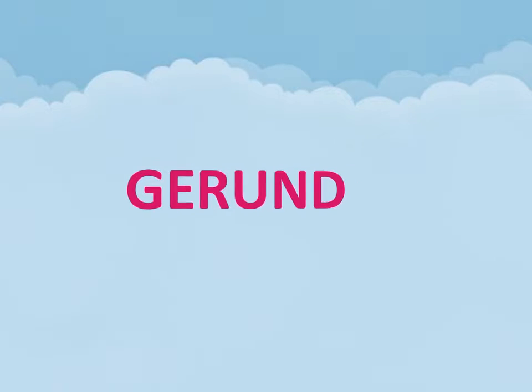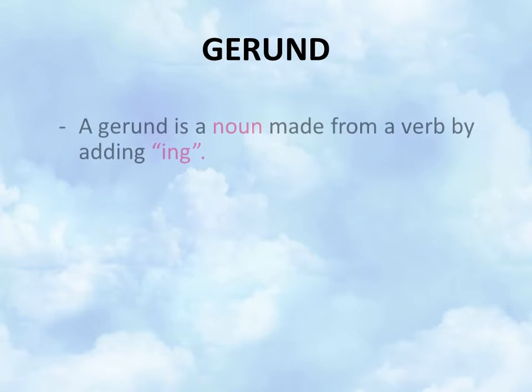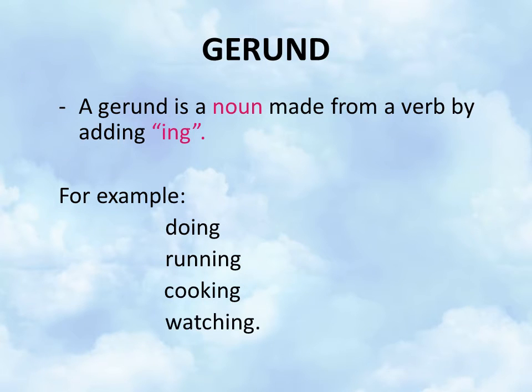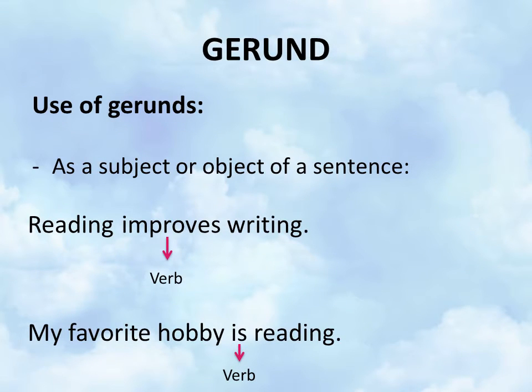Gerunds. A gerund is a noun made from a verb by adding ing. For example, doing, running, cooking, watching. We can use gerund as a noun.